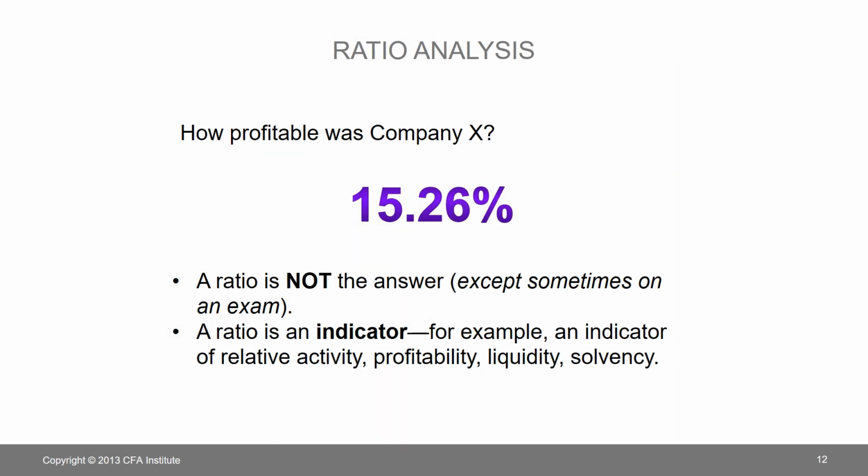Now, this is an issue that I face with many students over the previous semesters. Some students fail to understand that the number of the ratio is not the answer that we are looking for. So, if you get a question, how profitable was company X, for example, your answer cannot be 15.26%, for instance, because the ratio is not the answer that we're looking for. The ratios merely provide you with an indicator, and you as an analyst need to give a meaning to that ratio. You need to give an interpretation to that ratio, and what it means in the broader sense.